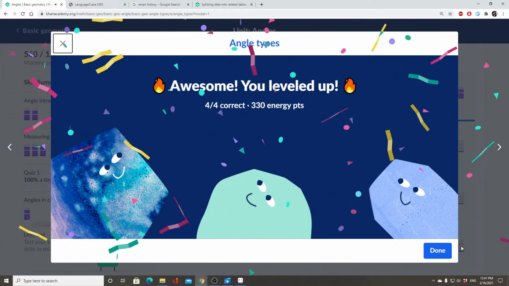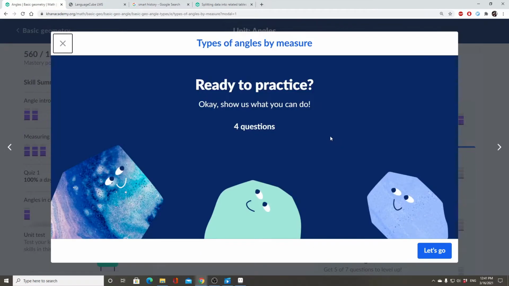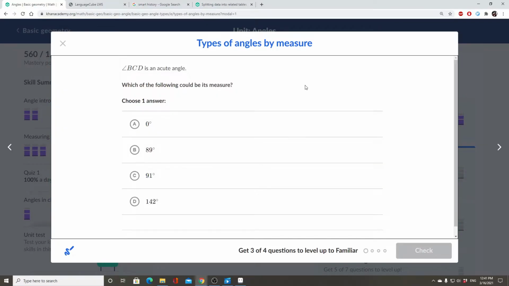Alright. Easy. So again, this is like the kind of beginning of this course. It's not very challenging for me specifically. Types of angles by measure. Okay. So this is actually a little trickier for me once the numbers get involved. Concepts, no problem. Numbers are a little scary for me. That's okay. So which of the following could be its measure?